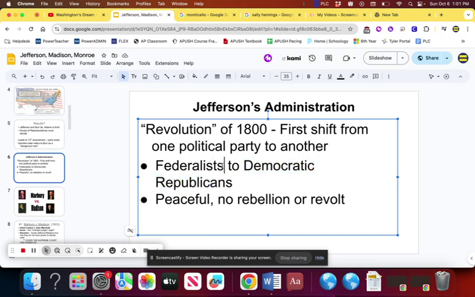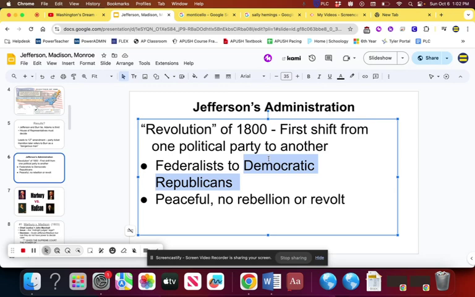So we still have the Federalists for a little bit. They eventually die in the War of 1812, but the anti-federalists are now the Democratic Republicans. Anyways, we see our first shift in power. You have Adams, and Washington's sort of a Federalist but Adams is definitely a Federalist, to the Democratic Republicans. And nobody died. There was no rebellion, no revolt.